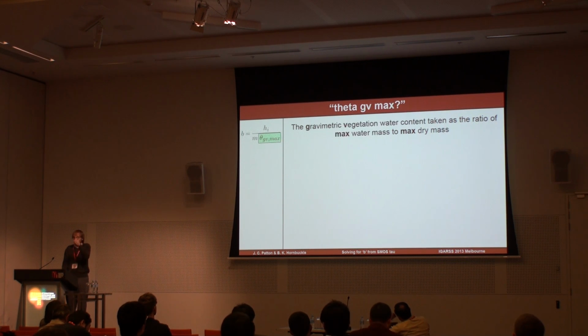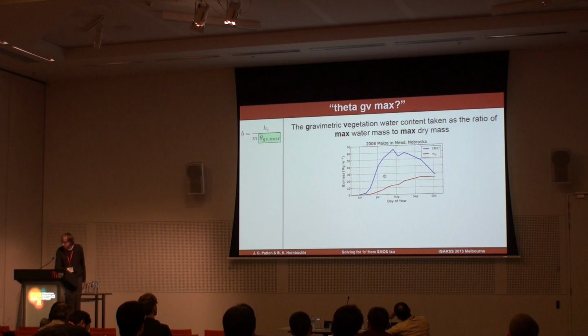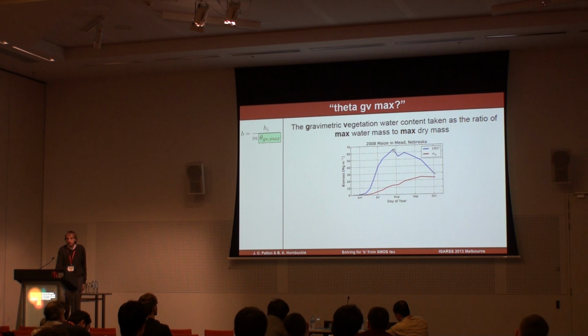And this isn't defined at a single point in time. In fact, it's two different points in time, because, as the previous speaker showed some data from me, here's some more, looking at some corn. They went out and measured the fresh mass of plants and the dry mass of plants. And what happens is that the time of peak water content is actually different from the time of peak dry mass.